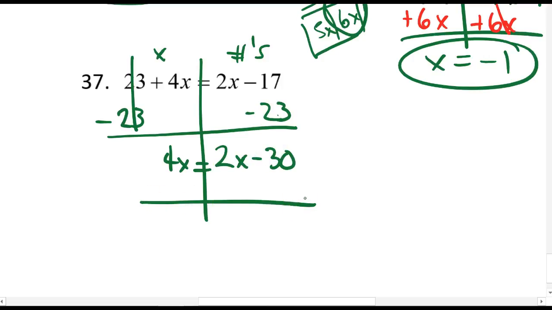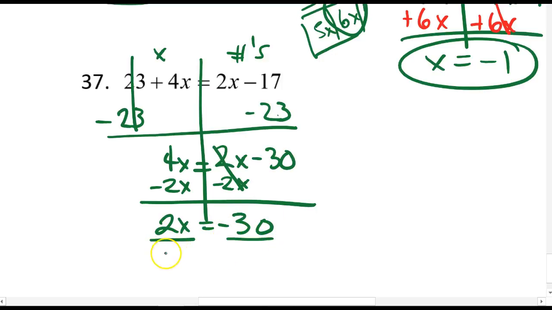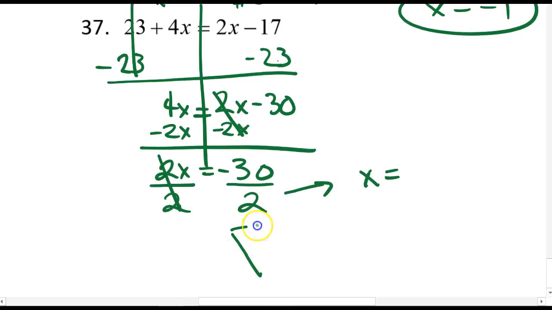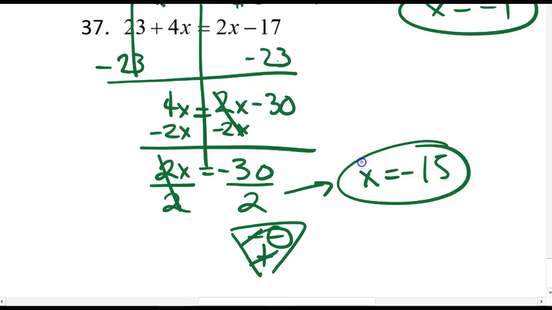And now I'll go to the right side. 2x doesn't belong, so subtract it because it's positive. And now 4x minus 2x is 2x. And then we still have negative 30 over here. The thing is, 2 times x, so I'll do the opposite of times, or multiply, and divide by 2. Okay. And now x is equal to, let's see, we have a division going on there. So let's pull up the triangle. 30 is negative, 2 is positive, so that means my number is going to be negative. 30 divided by 2 is 15, so it's negative 15.